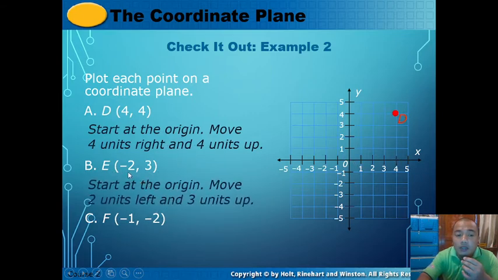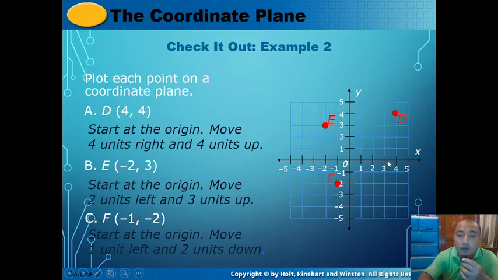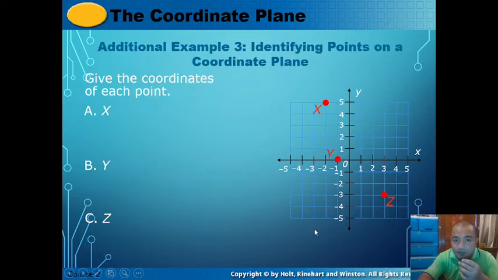How about E, negative 2, 3? Start at the origin, move 2 units to the left and 3 units up. That's point E. How about point F? Start at the origin, move 1 unit to the left and 2 units down. Here, that's point F. Point D, point E, point F.